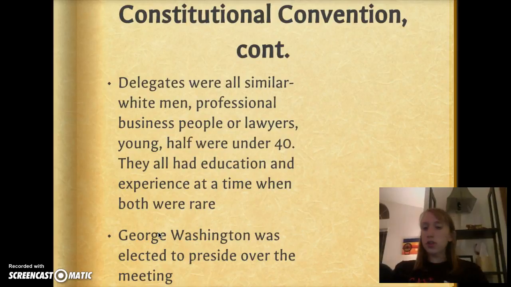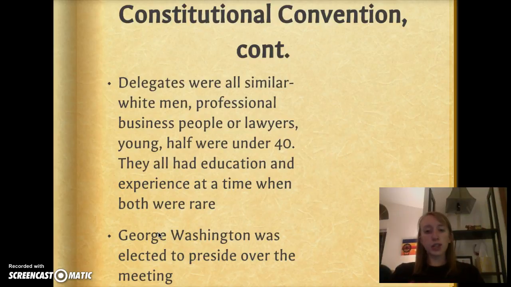What does the Constitutional Convention look like? Well, the delegates all look the same. They are white men, professionals, business people, lawyers. Most of them are pretty young. The oldest is Benjamin Franklin. They all have education. They're all pretty experienced. They run their own estates. They often have booming businesses.